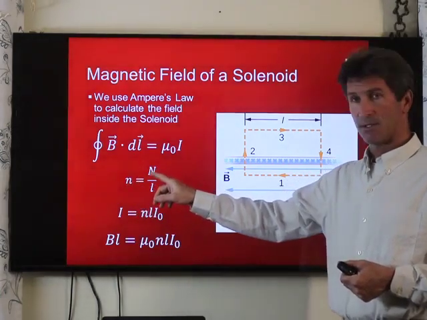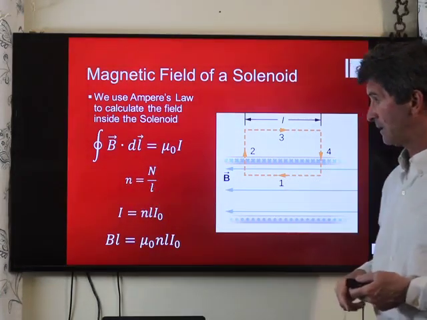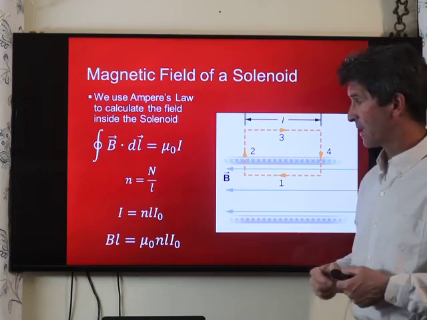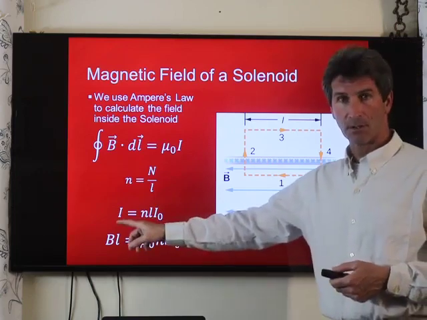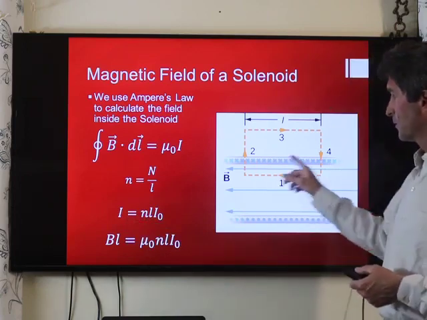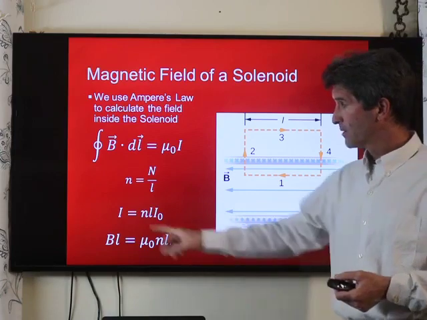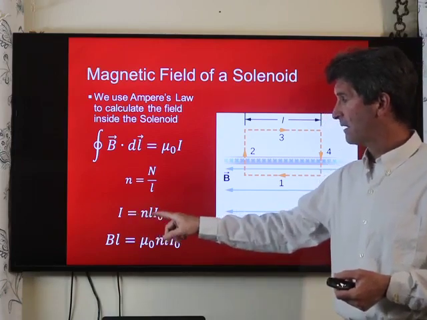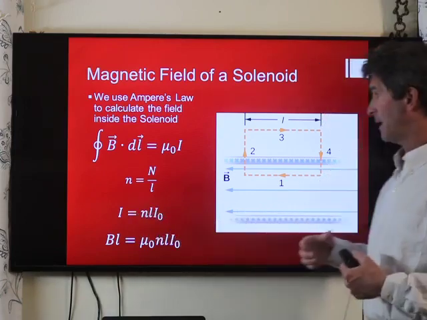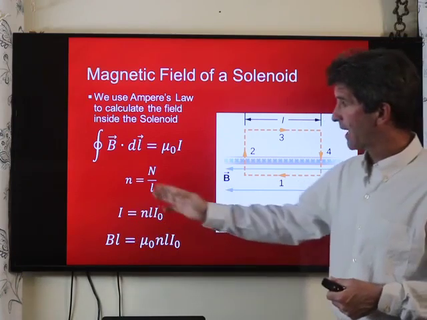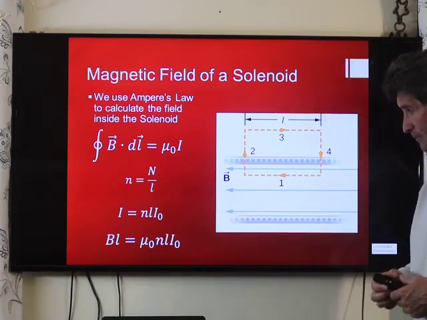Small n is the number of loops divided by L. So that's going to be important because that's going to tell us how much actual current we have going through here. The more loops we have, the more current we have compared to the original current. So I is equal to n L I naught, I naught being the current that's going into the solenoid. We plug that into our original.